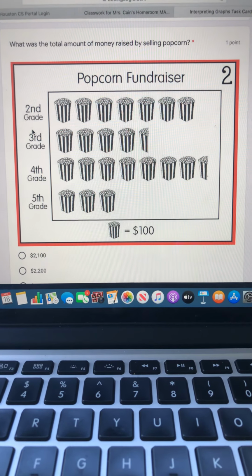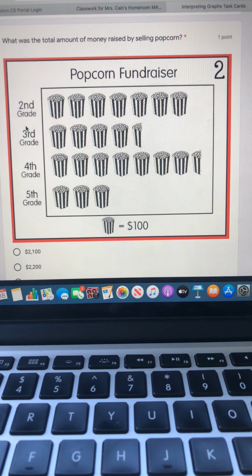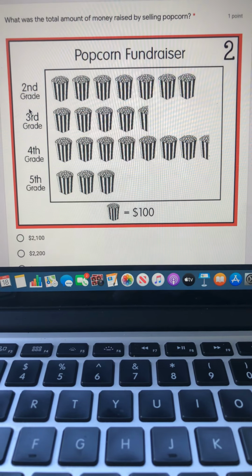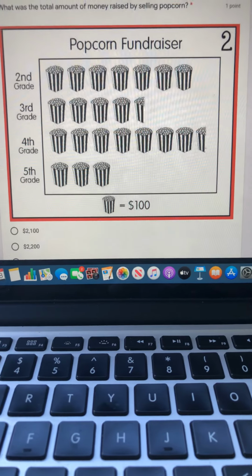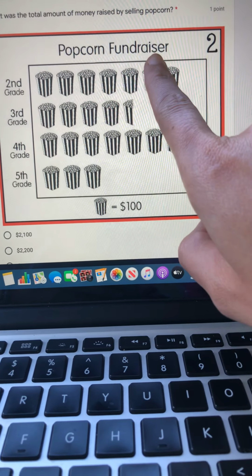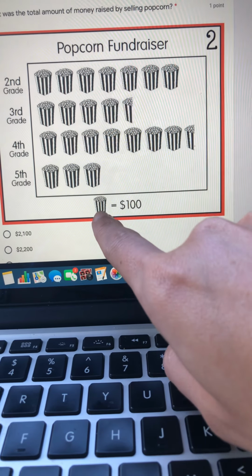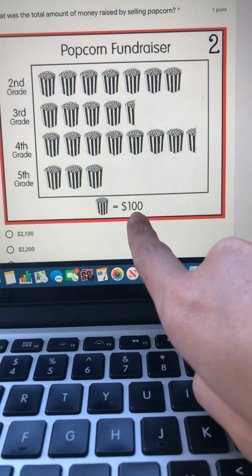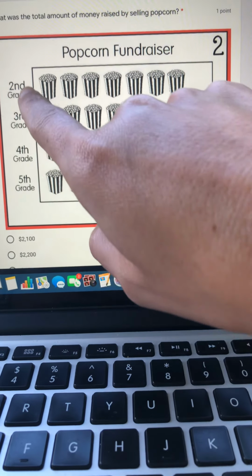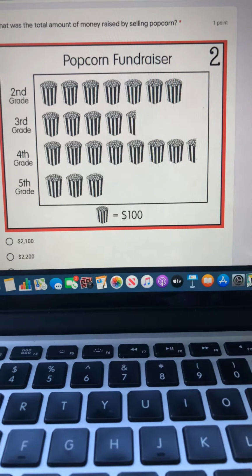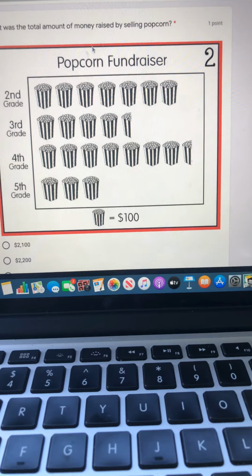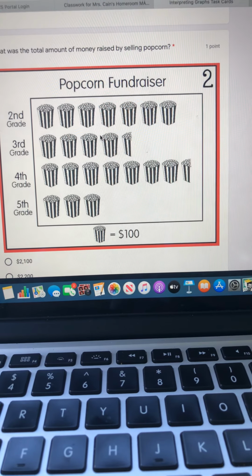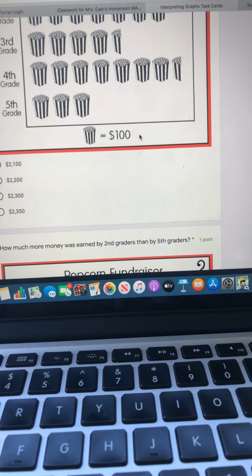All right, the next question is, what was the total amount of money raised by selling popcorn? This graph shows a popcorn fundraiser. At the bottom, it shows you that each bag of popcorn is equal to $100. And on the side, it shows you how much second, third, fourth, and fifth grade sold for the popcorn fundraiser. You have to tell me how much money was raised by selling all the popcorn.